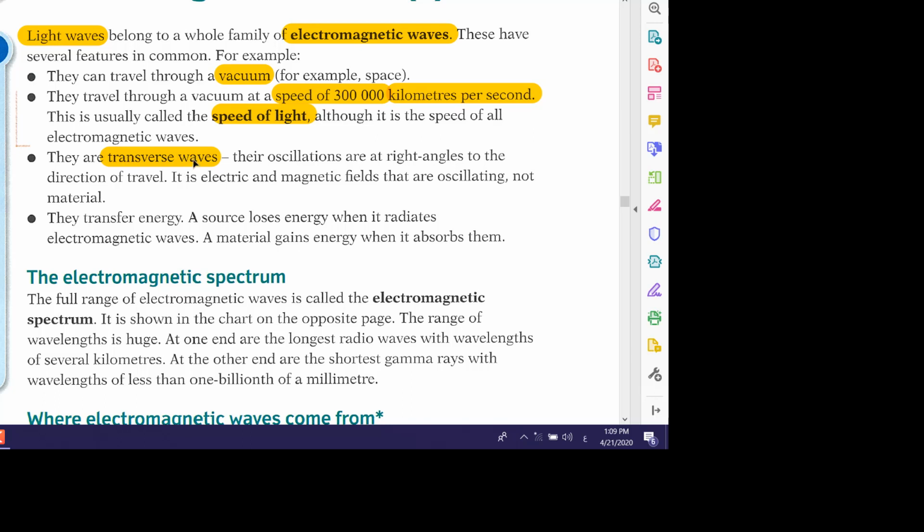What do you mean by transverse wave? Transverse waves, the oscillations. What do you mean by oscillation? This is the oscillation, moving up and down. The oscillations, or the vibrations, are at right angles to the direction of travel. So here the wave is traveling in this direction, as you can see, the arrow shows the direction of travel. The oscillations here are at right angles to the direction of travel.